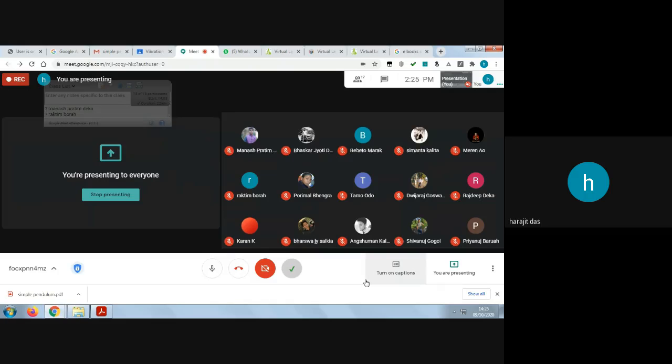So in the question paper there will not be any objective type questions. It will be descriptive type questions. Marks will range from 5 to 10. The maximum marks for a question may be 10, not more than that, and minimum 5. So 5-6 questions will be there in your question paper.